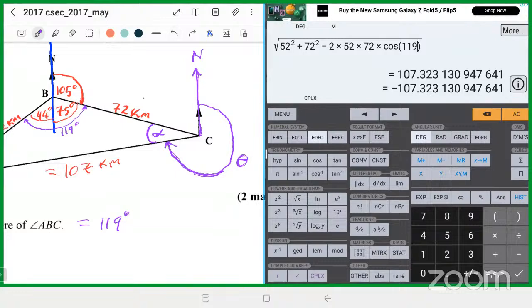So right now, the only angle that's missing to complete a circle around the point C will be this angle inside here. Let's put it on in red. This angle right here.